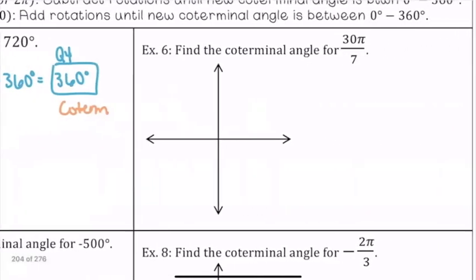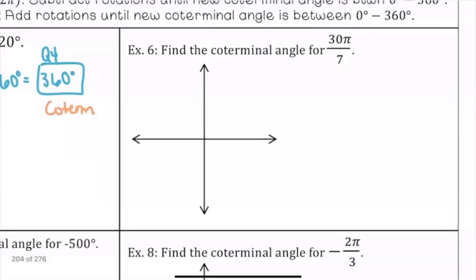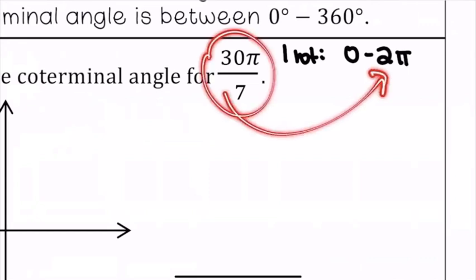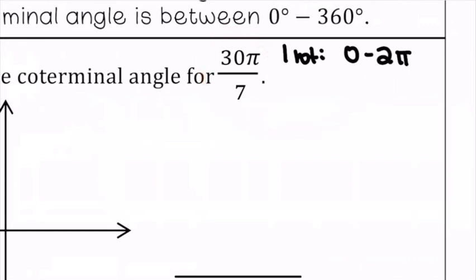Okay, let's look at number 6. Number 6 says, find the coterminal angle for 30 pi over 7. I will admit that the pi's are much harder for people normally. I think the problem is they don't know how big one rotation is. We know a rotation in degrees is 0 to 360, and it's from 0 to 2 pi. One rotation is 0 to 2 pi. The problem is we don't know how big this is compared to 2.